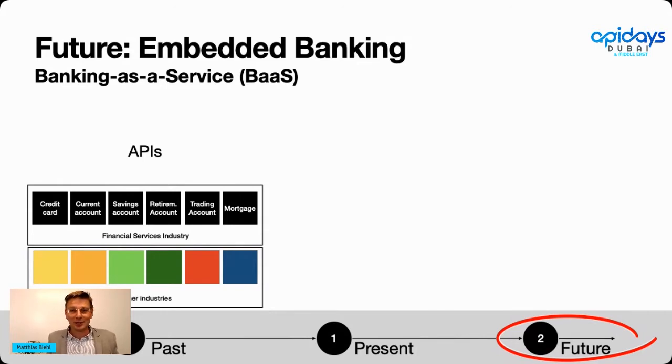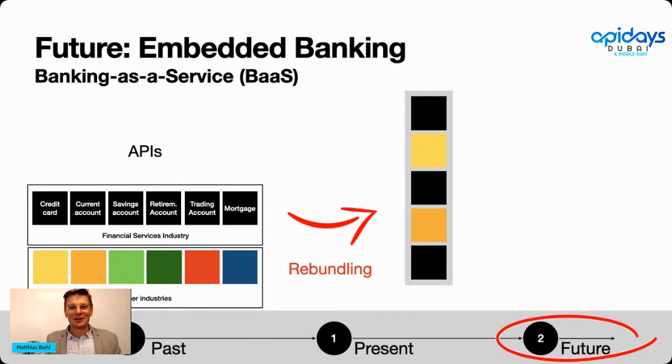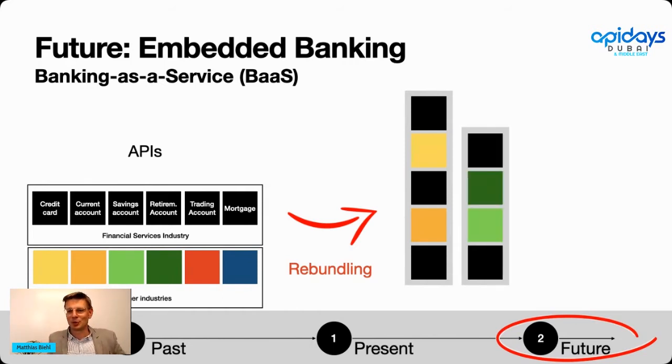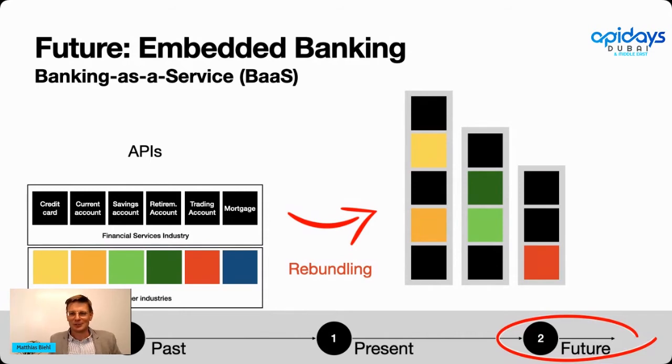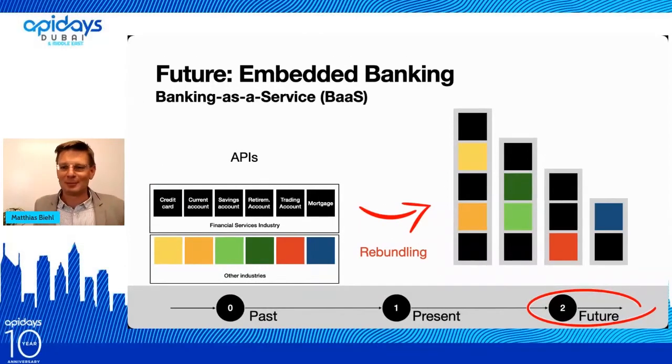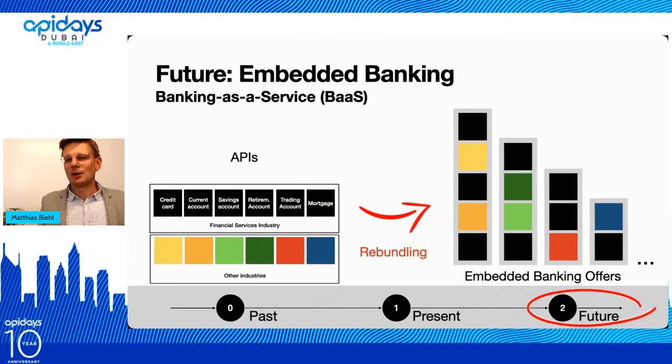Now, the possibility there for an innovator is to rebundle not only those black APIs that represent the financial services industry, like we did in the past. We just bundled financial services products together into mass market products. Now we can take colored building blocks from other industries and bundle them together. And we'll get these niche market offers, embedded banking offers that are very specialized for a specific type of customer, very narrow, but much more meaningful for this specific type of customer. And of course, there are a lot of rebundling opportunities, right? You can have so many different combinations of these APIs. All right. And all of these are embedded banking offers.